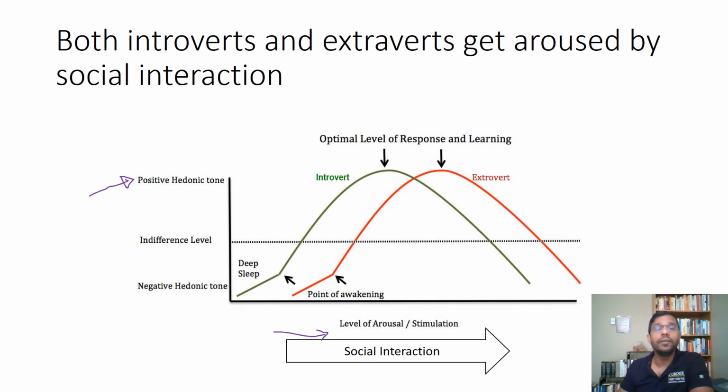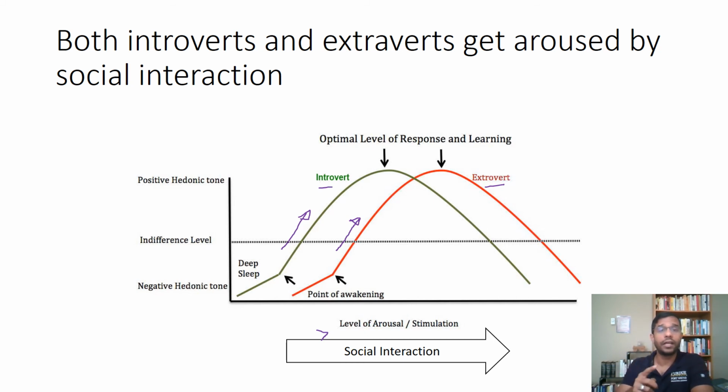Positive hedonic tone would mean you are finding the interaction pleasant, pleasurable. Negative would mean you are finding the interaction unpleasant. Indifference means what? You don't care. So what do we see here? We see that both for the extroverted individuals as well as for the introverted individuals, the increased level of social interaction or increased level of arousal leads to them feeling that interaction pleasant, more pleasurable. It's increasing both for the extroverted individuals as well as for the introverted individuals.